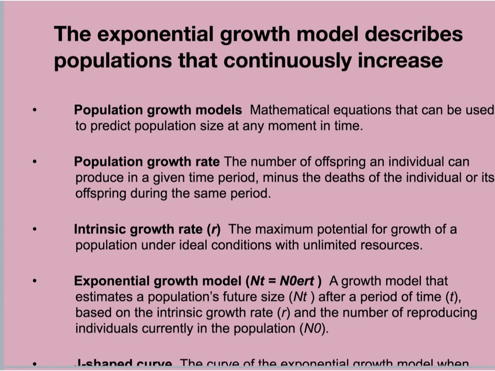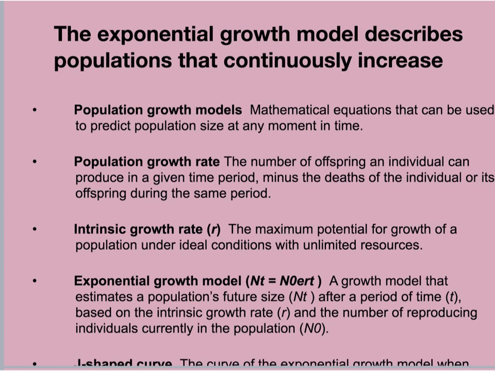So when conditions are less ideal due to some sort of limiting resource, a population's growth rate will be lower than its intrinsic growth rate, because not every individual is going to survive to reproduce, or some of them just forgo breeding entirely. For whatever the reason, deaths do occur.